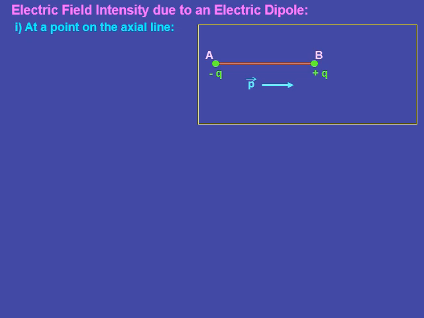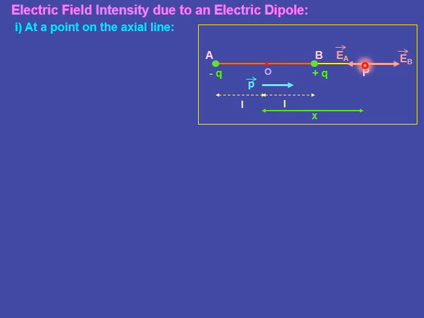So we will consider a point on the axial line and then we will find the electric field intensity due to the electric dipole. The dipole has two charges, minus q and plus q, so there will be two electric fields. The direction of the electric field will be determined with the help of a test charge, which is small and positive. The dipole separation is 2L, so we divide it into L and L, and we consider a point P at a distance x from the midpoint. There will be two electric fields. See this point P.